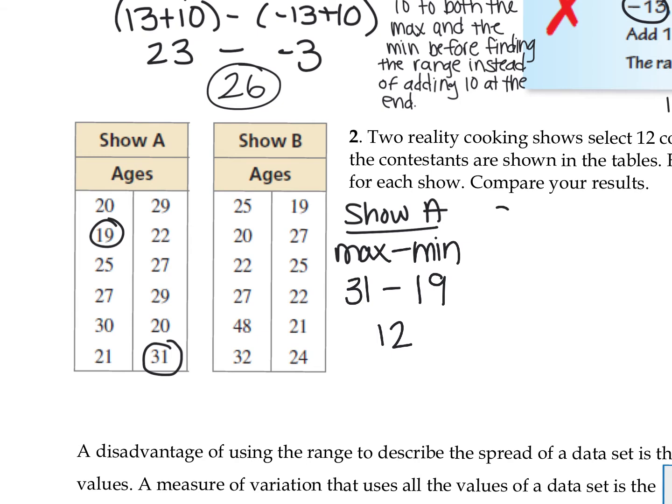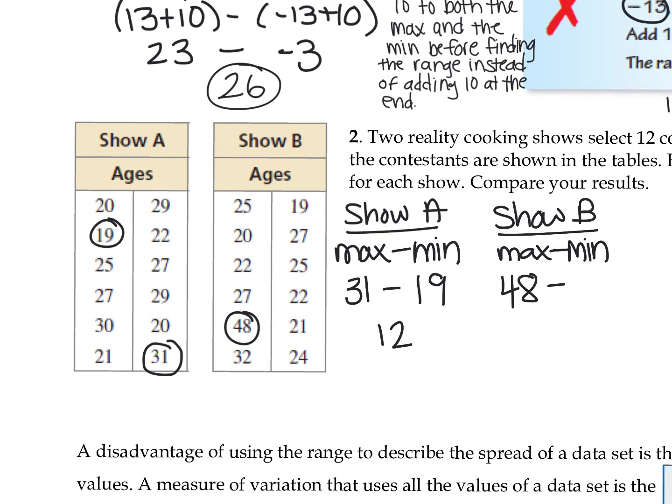And then for show B, same thing. Our maximum age here looks like it's 48. Minus our minimum, which is 19. So then just calculate 48 minus 19. You get 29.